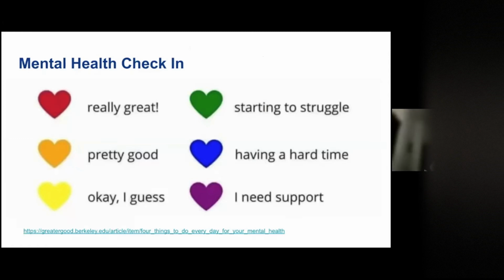Then figuring out, if you're starting to struggle, having a hard time, or you need support, it's reaching out to someone in your support network to have a chat, reaching out to a counselor or a therapist, to making sure that you as a parent are taking care of your own mental health, so that you can focus on the mental health of your children.